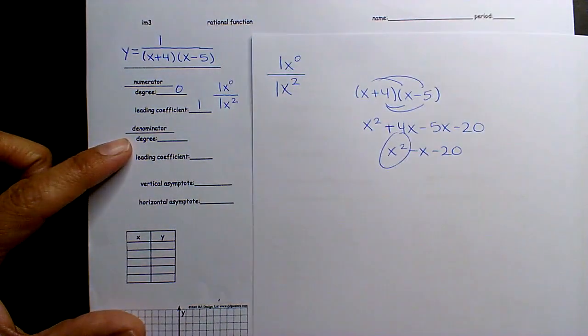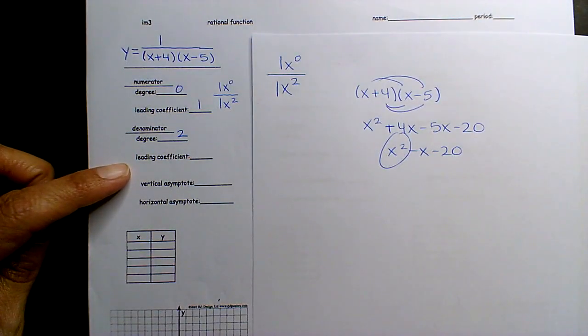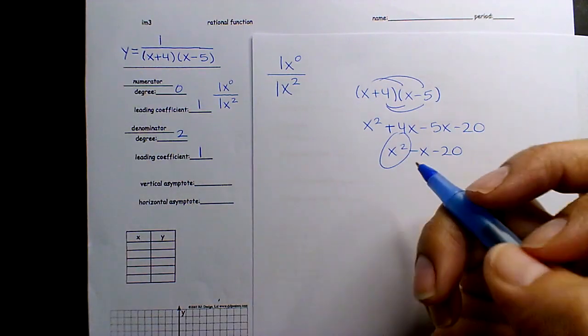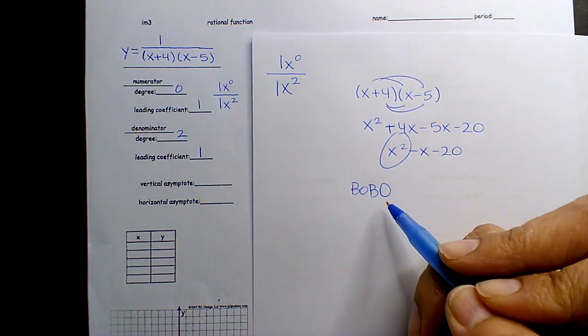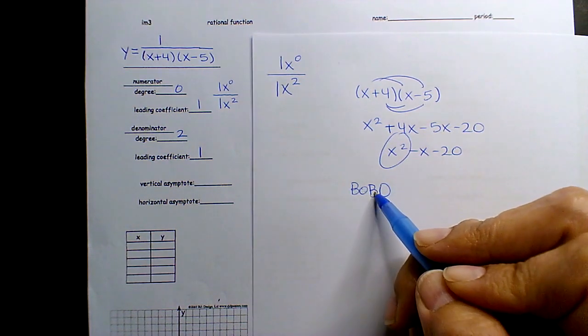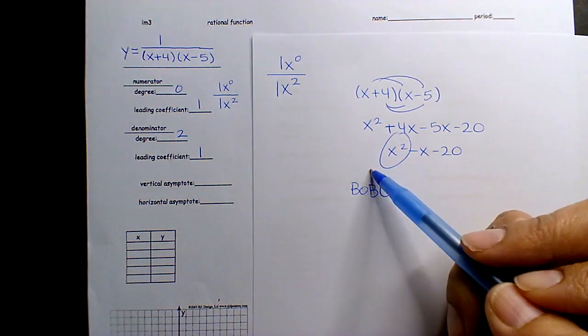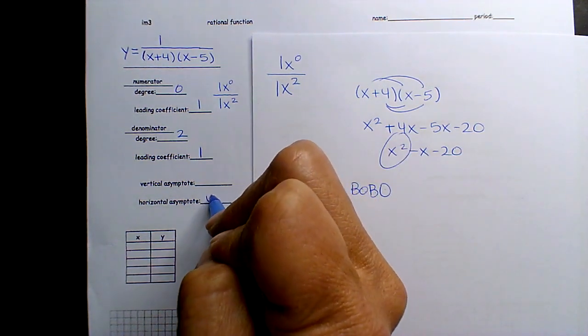2. Yes, very good. And what's my leading coefficient? 1, right? Okay, so now if we go to that whole bottom-heavy rule, if the degree is bigger on the bottom, that's supposed to be a 0. So that means that my vertical asymptote is y equals 0.